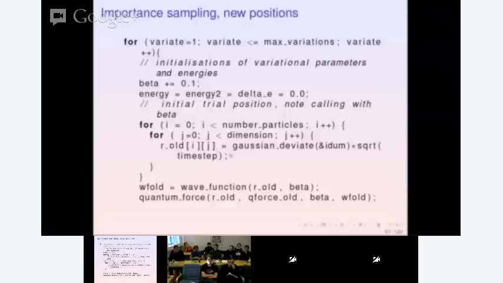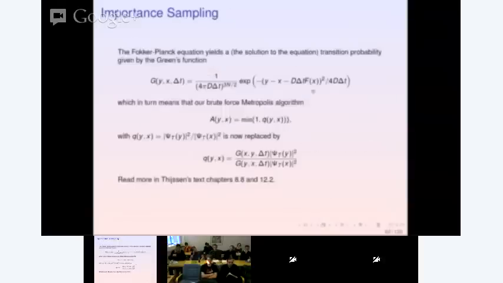So what I'm doing now is I calculate in the next line here the old wave function. So I have the old position, and then I have some variational parameters. You don't need to look into the details here, just look at the philosophy. And then I compute this quantum force in the old position, and I return something which I call quantum force old.